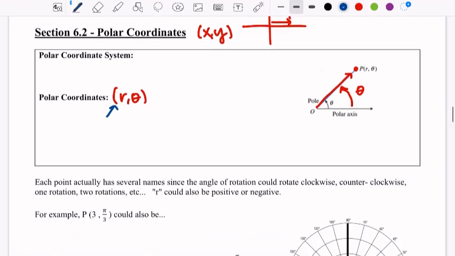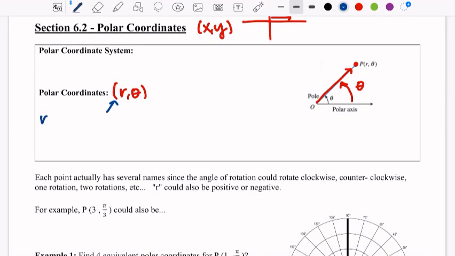Okay, so r is going to be the distance the point is from the pole. And this distance can either be positive or negative, okay? So if we're going a positive amount, well, time out.